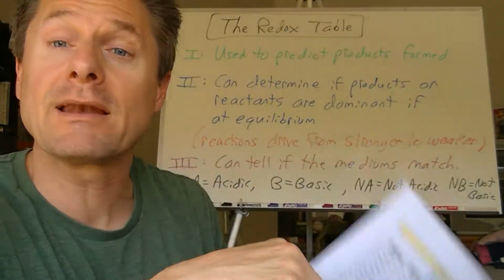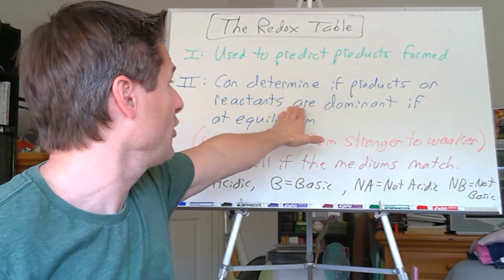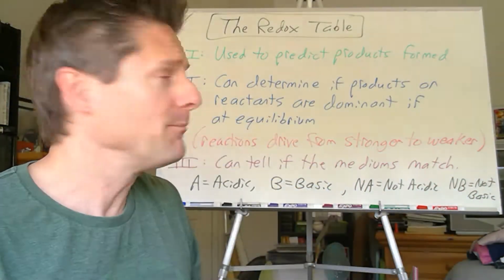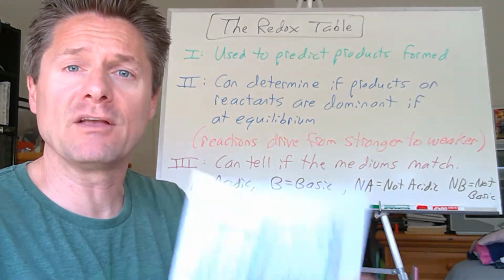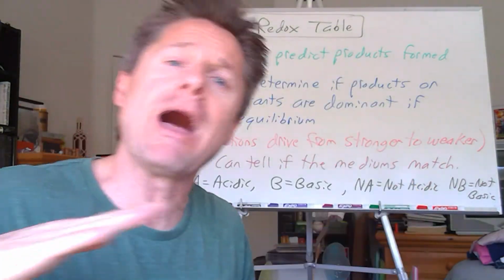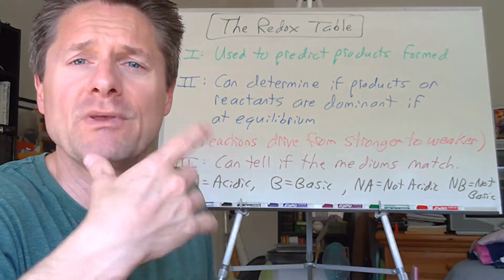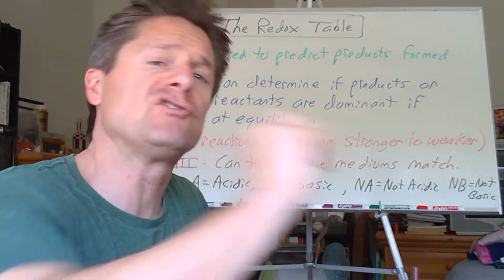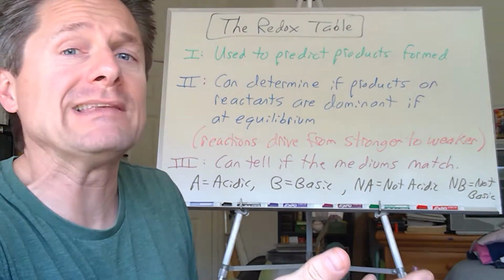If you know your reactant, you can see what your product is, a lot like with acid-base tables. Also, we can determine if this is at equilibrium, if it's a reversible reaction. You can tell whether it's going to be reactant dominant or product dominant because the stronger species drive towards the weaker species. So your reducer and oxidizer on one side will be stronger than the oxidizer and reducer on the other side, and it will always drive from stronger to weaker. And so the weaker species will be the dominant species at equilibrium.